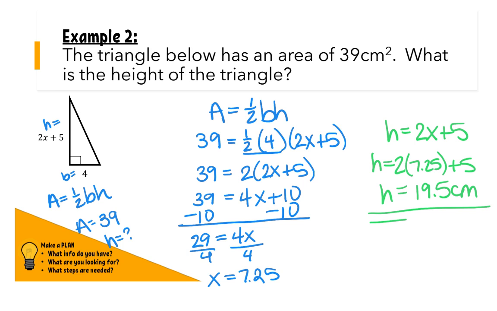This is why it's so important to look at what information you have and what you're trying to find multiple times throughout the problem, because it would be so easy to get that x value and just stop there. But in this case, we actually had to do something else with it.